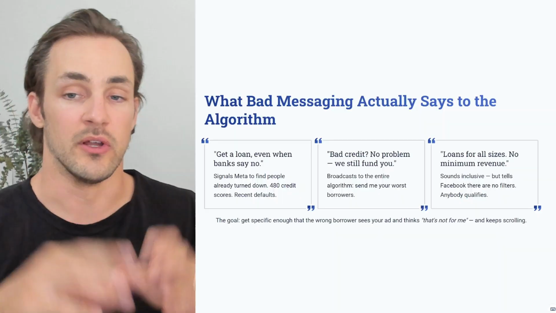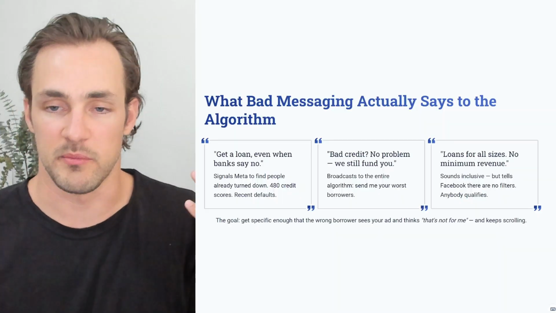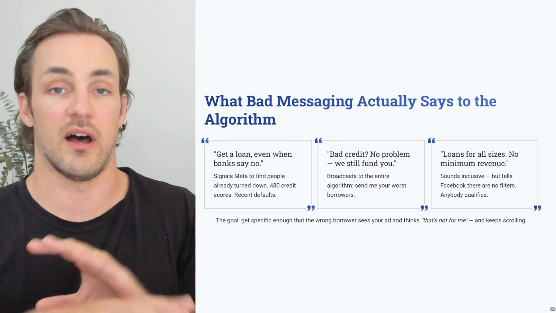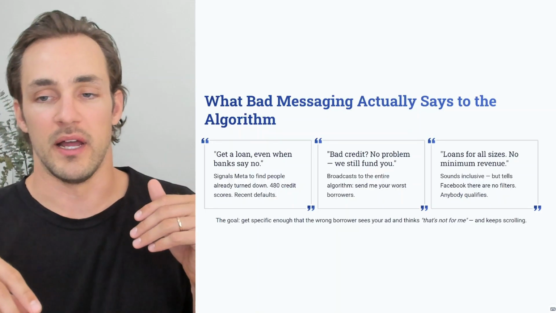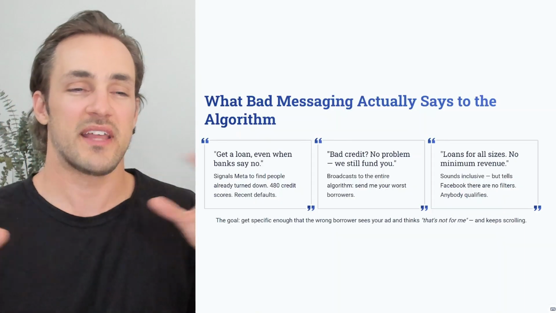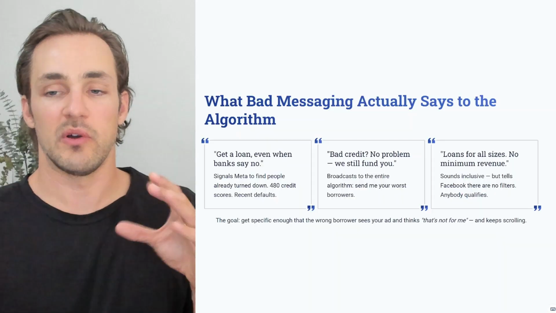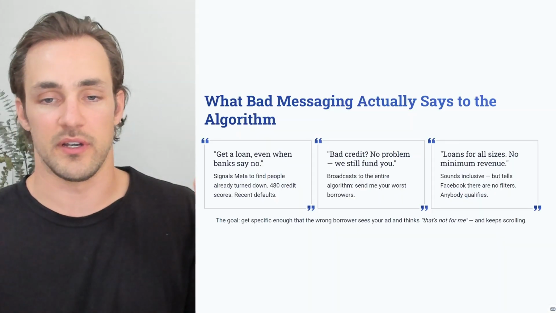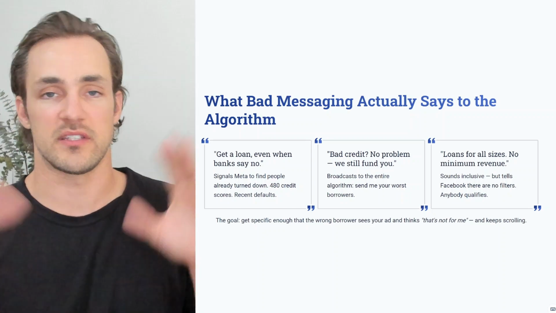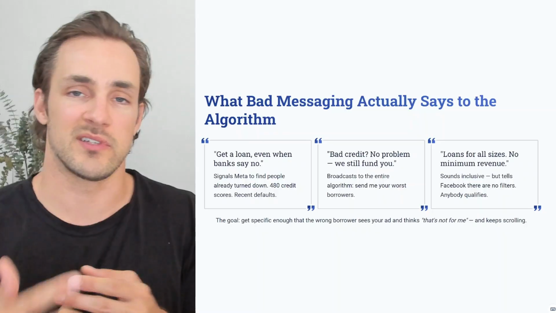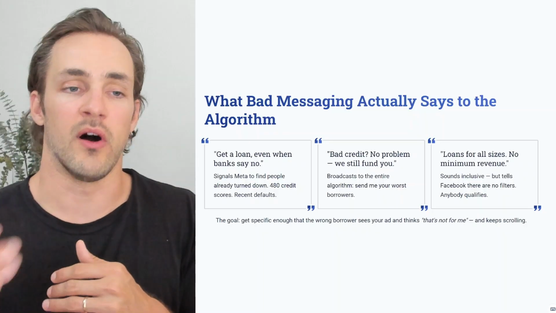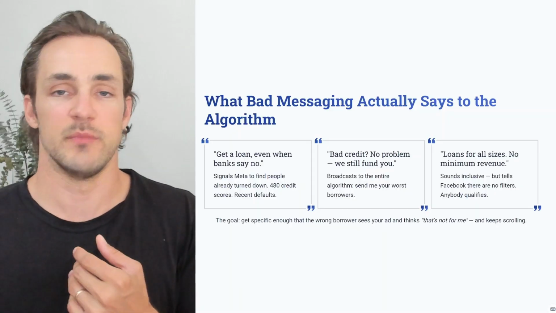Example 3, loans for businesses of all sizes, no minimum revenue, right? This one's sneaky because it sounds obviously bad, but it sounds inclusive. You're casting a wide net, but that's exactly the problem, right? You've told Facebook there are literally no filters here. Anybody qualifies. So Facebook will go and find anybody. And this is just the example, right? And you call a guy who started his business 3 months ago, with minimum revenue or no revenue at all, who wants a loan that's $5 million.